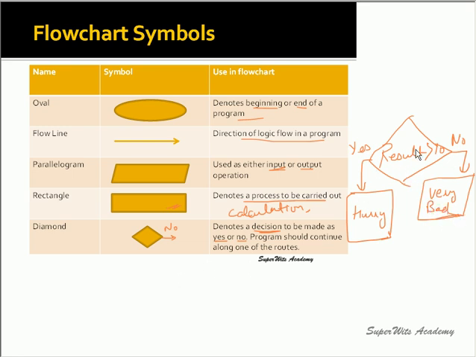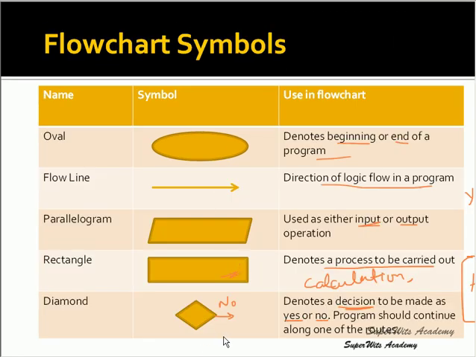So when we need to decide upon some criteria, as we said, if the result is greater than 10, we say hooray, which is an expression of happiness. Whereas if it is less than 10, then we say very bad, which is an expression of sadness, right? So for representing such kinds of problems, we use this diamond shape symbol, which is used for decision purposes. So these are the symbols which are required.